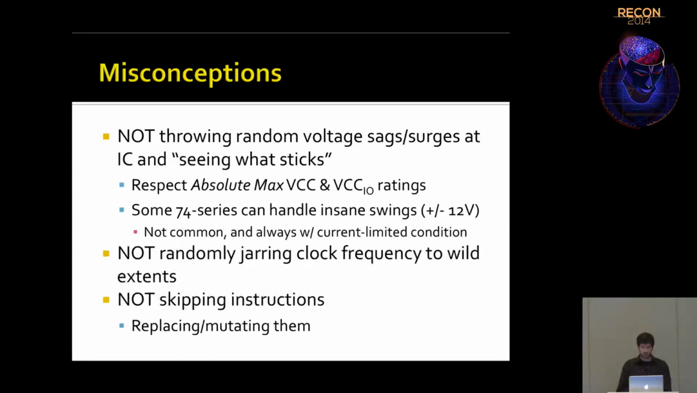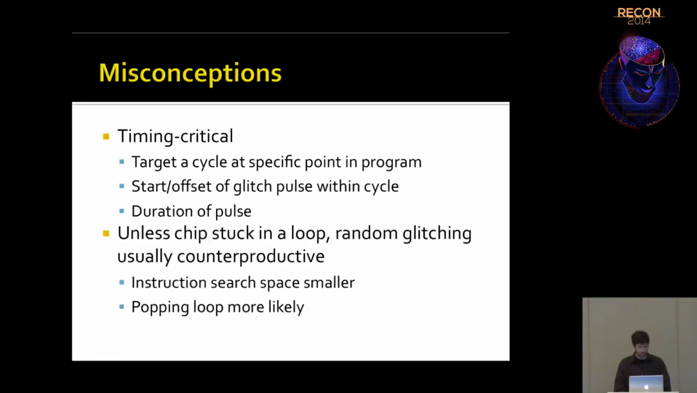You're probably going to pick a very small amount of your slow clock and your fast glitch clock, or your glitch pulse, and you're going to switch between those. You're not just randomly moving between multiple frequencies all over the board. And like I said, you're not skipping instructions. Technically, you're replacing or mutating them. The program counter still will count up one instruction at a time. Timing critical, I've covered that a couple times.